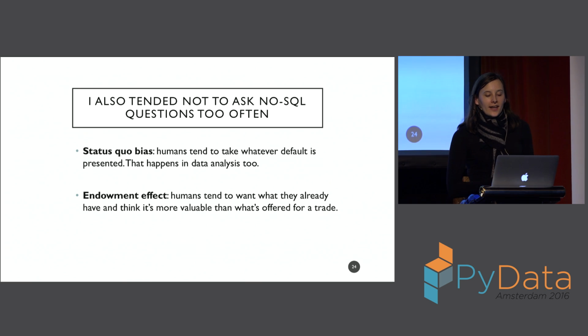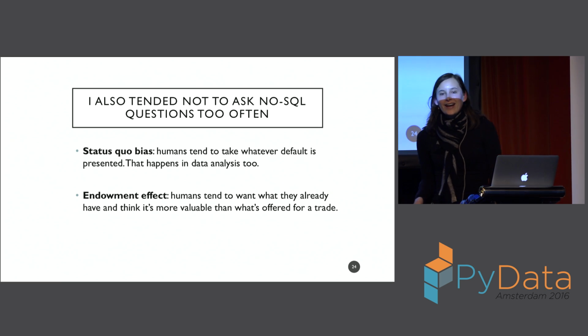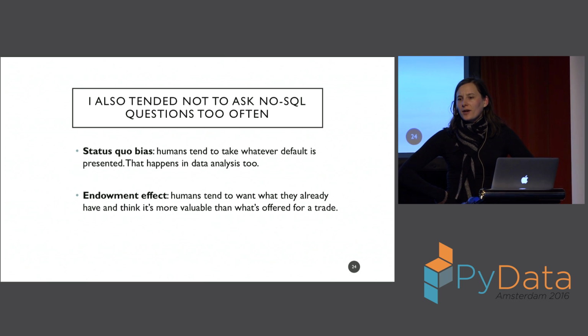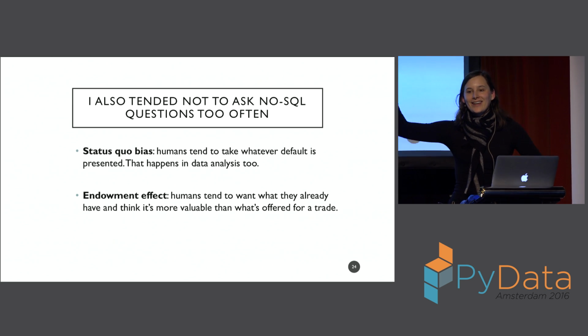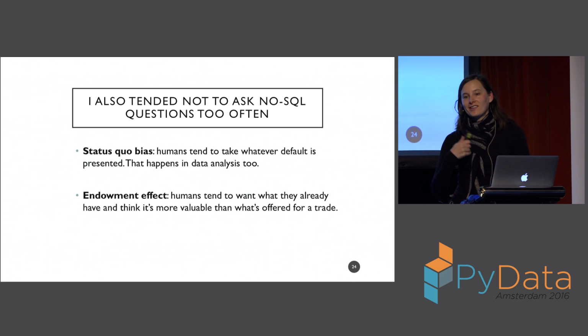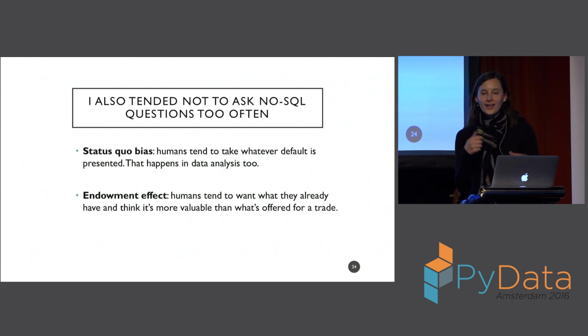Endowment effect. Humans tend to want what they already have and think it's more valuable than what's offered for a trade. So have you ever had the new guy or girl join your engineering team and say, oh, you guys use Postgres, well, that's interesting, but we were using Mongo, and it's awesome? And you're like, I like what I've got, I like my database, it must be better because it's the one I have already, right? So we've all gone through this.